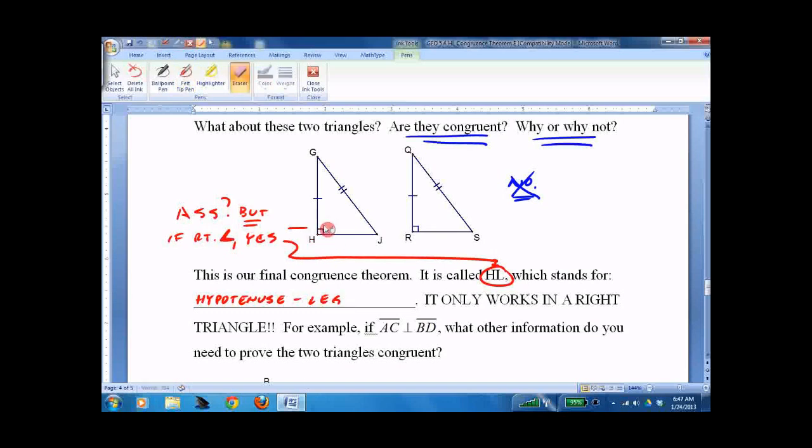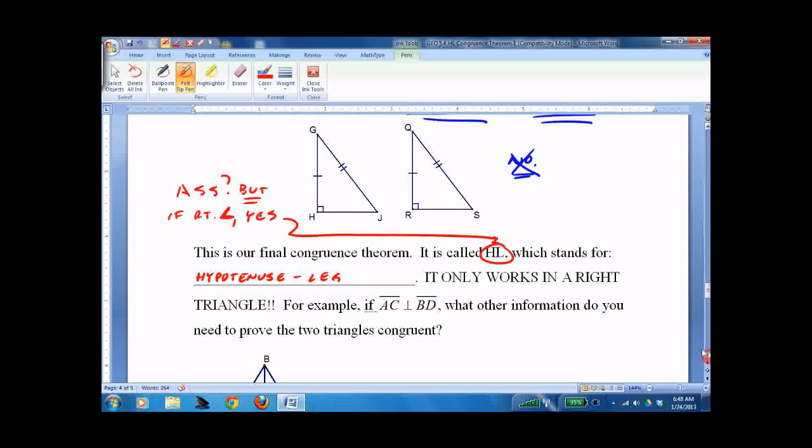So if you look at this, this is the hypotenuse across from the right angle, and this is one of the other ones, the legs. So it works, hypotenuse leg, if you have a right angle. And the easy way to remember that is you can't have a hypotenuse without a right angle. So it only works in a right triangle.